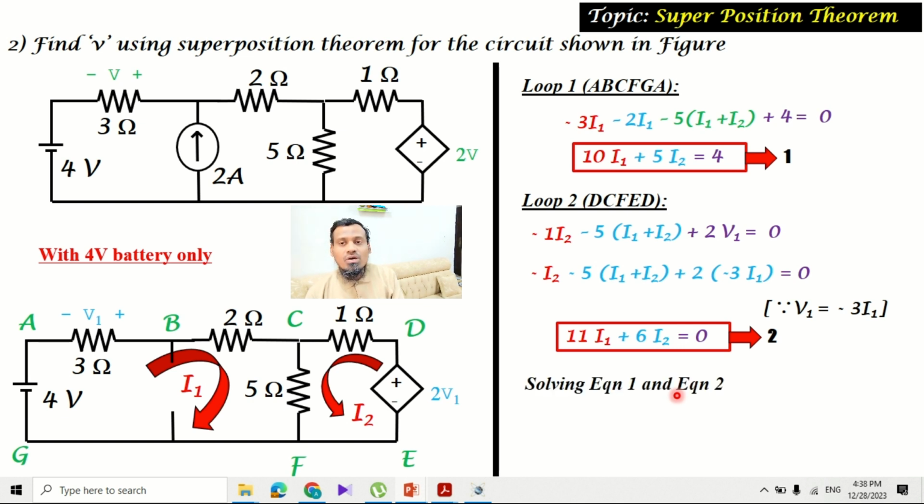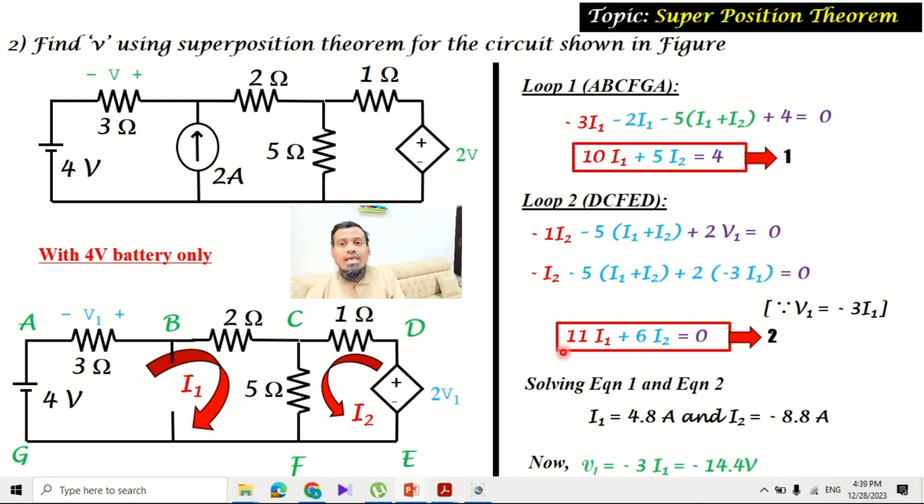We have two equations now. So by solving these two equations, we will get the currents I1 and I2. So I1 is equal to 4.8 amps and I2 is equal to minus 8.8 amps. As you all know, the minus sign in the current I2 indicates the actual current direction is opposite to the assumed current direction. And by using this I1, we can calculate the value of V1 as V1 is equal to minus 3 I1, which is equal to minus 14.4 volt.